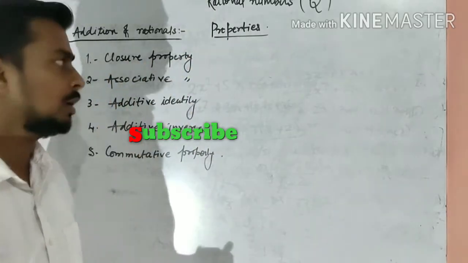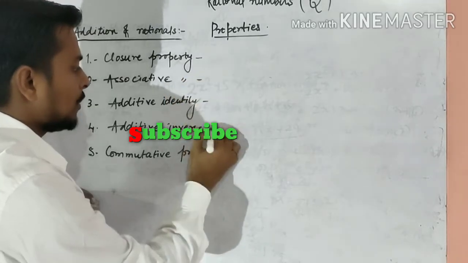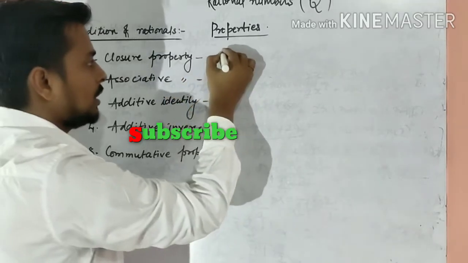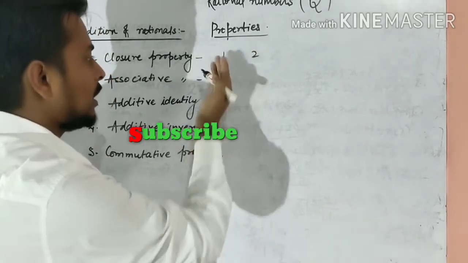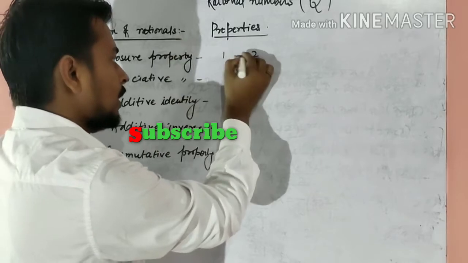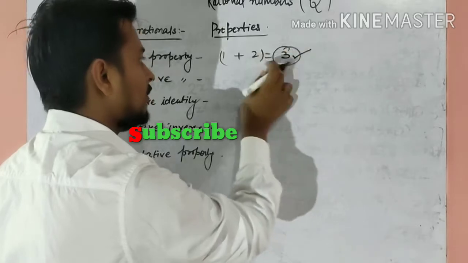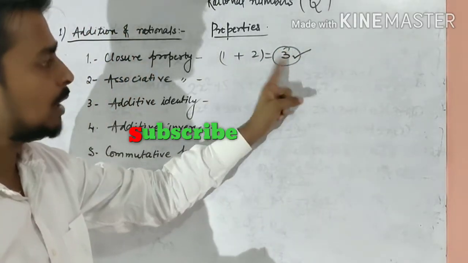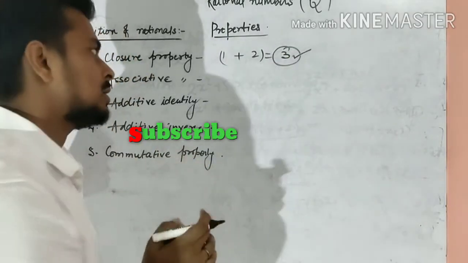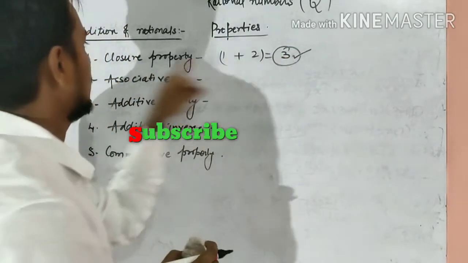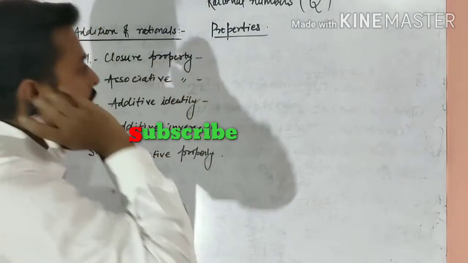What is closure property? Closure property means, suppose there are two rational numbers. If you add these two rational numbers, then the number which comes after adding will also be 100% a rational number. It means on addition of two rationals, if it gives a rational, then it is closed under addition. So we will say it holds the closure property.